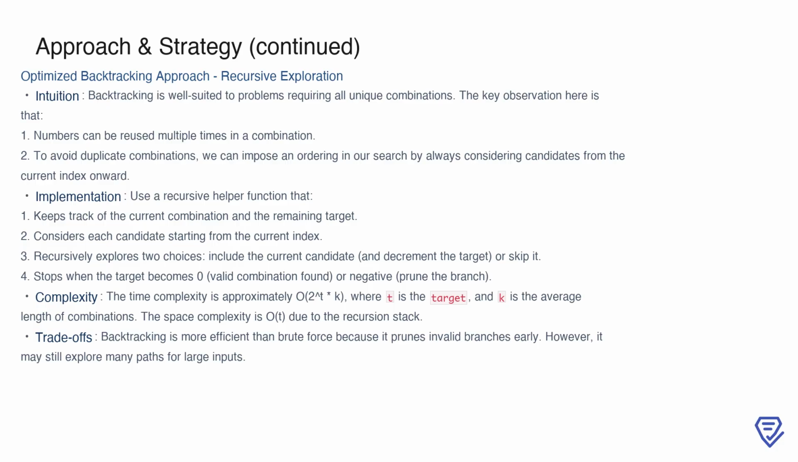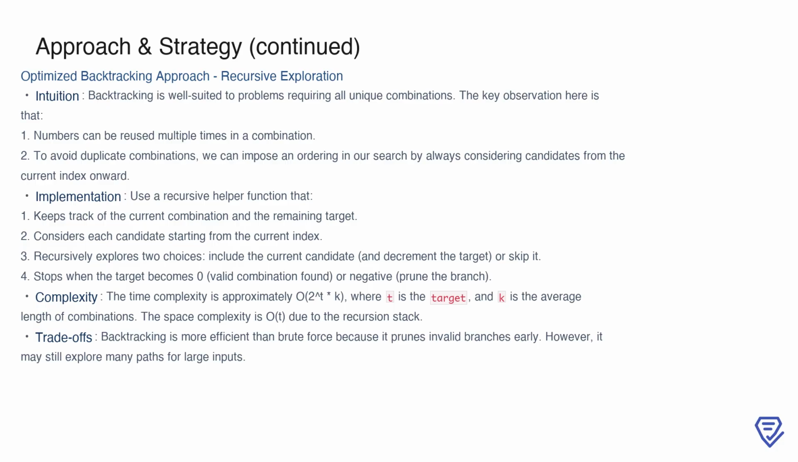Now, let's move to a more refined solution, the backtracking approach. This method leverages recursion to explore potential combinations while pruning invalid paths early. The main observation here is that numbers can be reused multiple times in a combination, and we can avoid generating duplicate combinations by enforcing an ordering rule. Specifically, we only consider candidates starting from the current index onward during our recursive exploration.